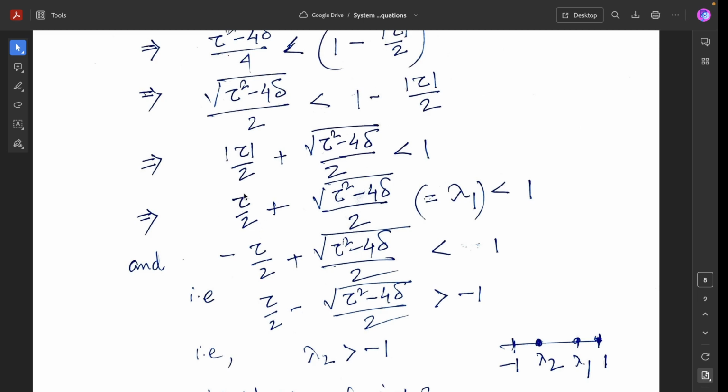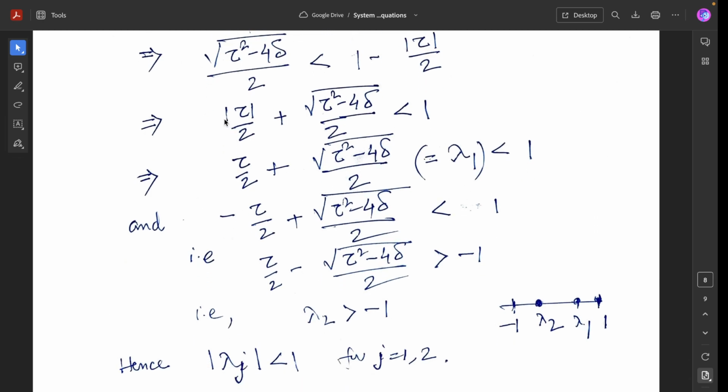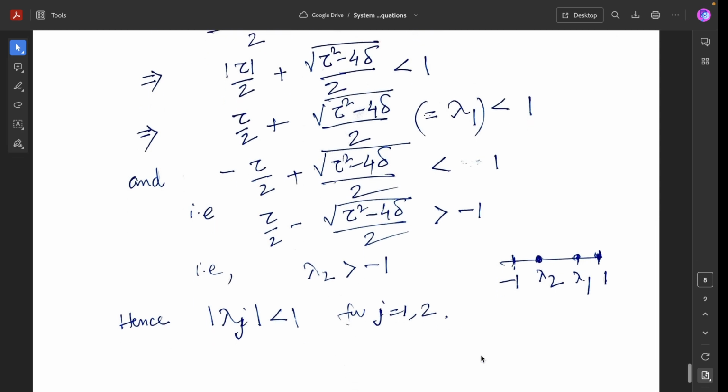Now this modulus of tau means plus tau and minus tau. So for plus tau by 2, we get lambda 1. So lambda 1 is less than 1. And when minus tau by 2, this is less than 1. So tau by 2 minus root of this is greater than minus 1. So this is lambda 2. So obviously we find modulus of lambda j is less than 1 for j equal to 1 and 2.